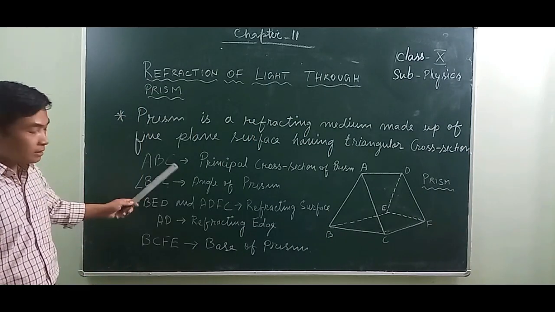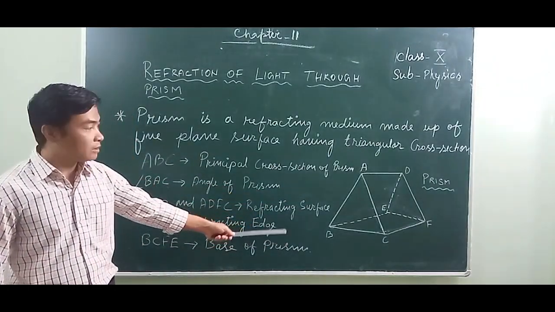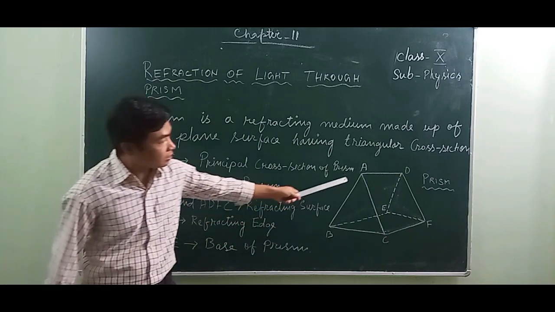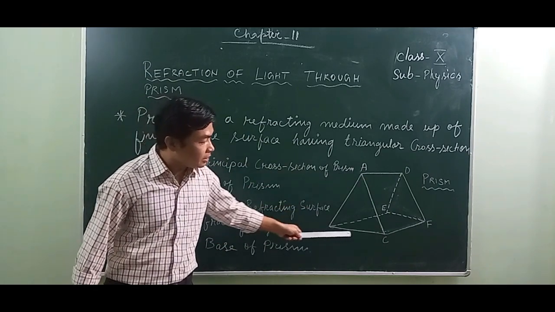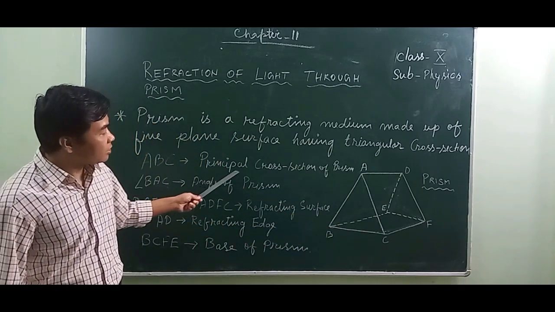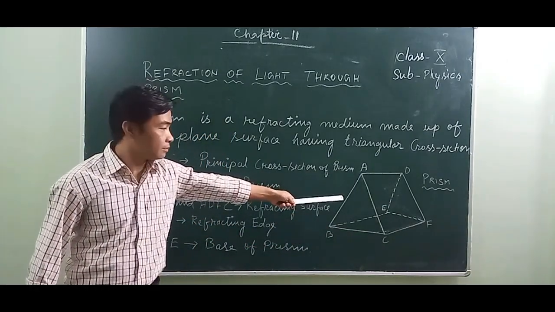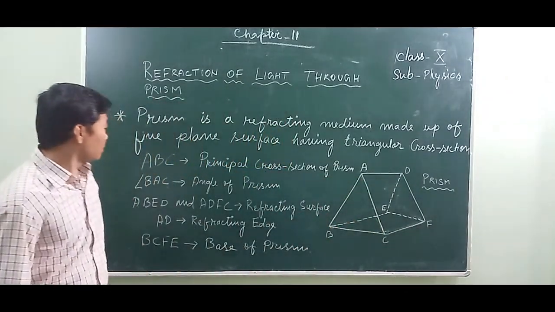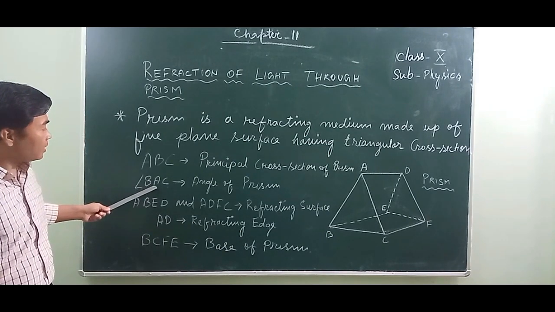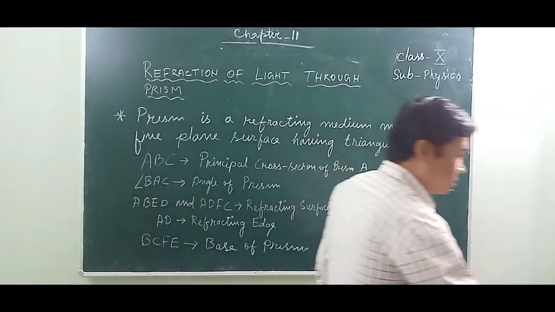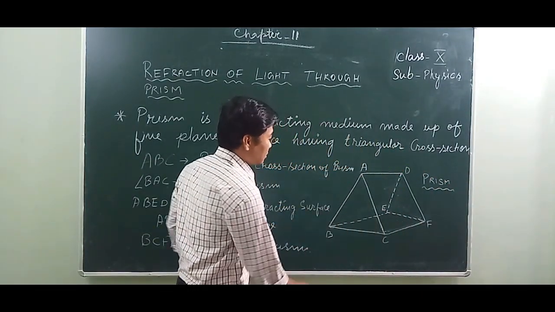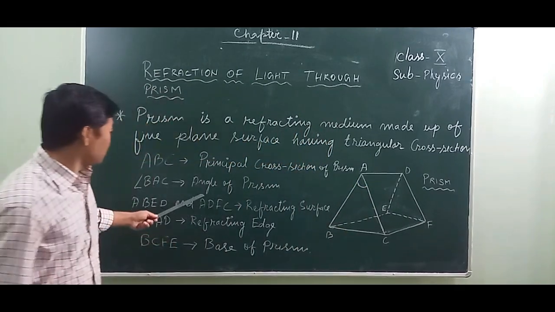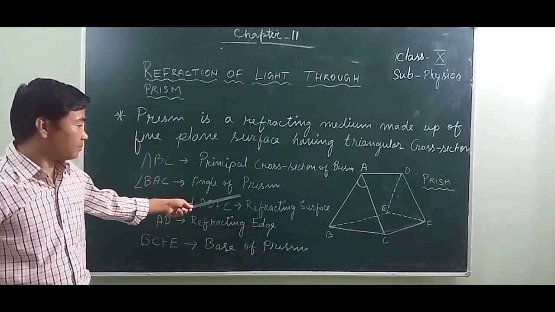Now let us understand some of the terms of a prism. Here in the diagram, ABC is the principal cross section of the prism. We have another, DEF. Now, if you look at this angle BAC, this angle A is known as the angle of prism.